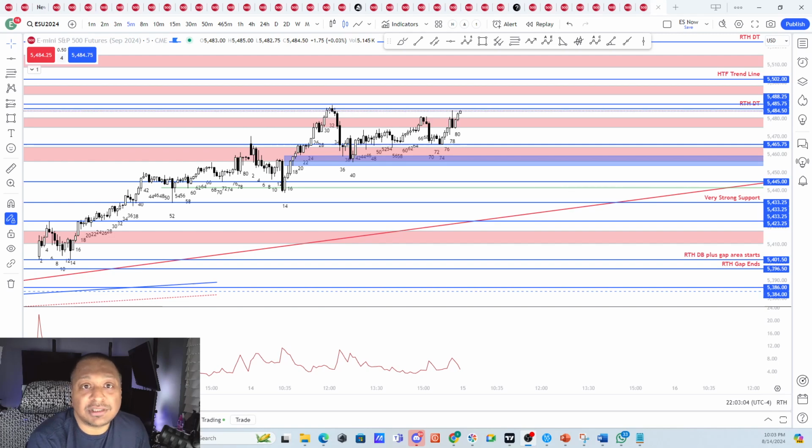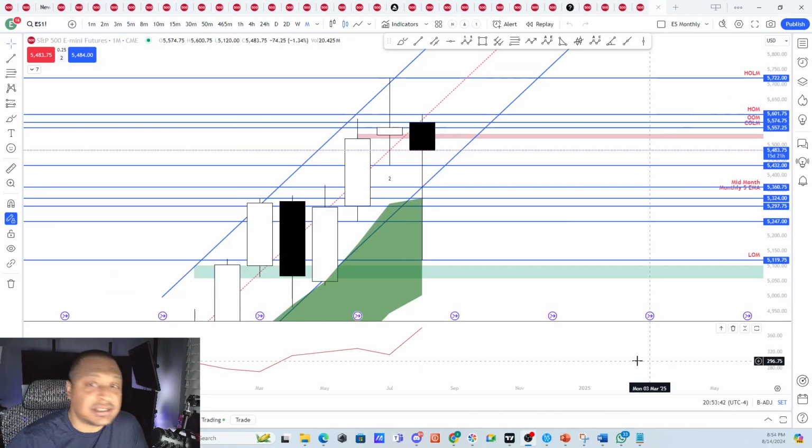Now let us get down to business. Hello traders, let us take a look at what we are expecting tomorrow. What are the support resistance areas that we have for tomorrow?